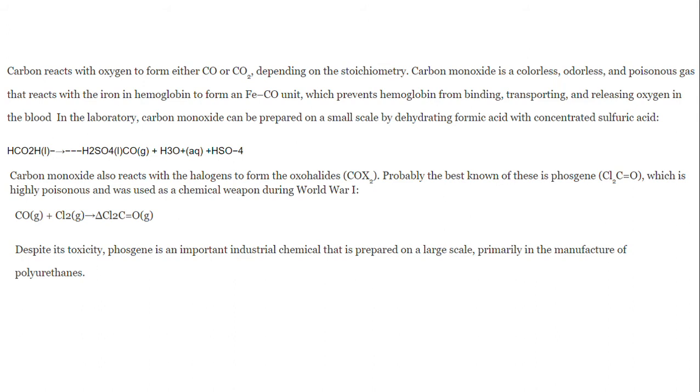Now, carbon monoxide also reacts with halogens to form oxohalides. Probably the best known of these is phosgene, that is Cl2CO, which is highly poisonous and was used as a chemical weapon during World War I. You might also have heard that this is prepared as CO, carbon monoxide, reacts with chlorine to give Cl2CO. Despite its toxicity, phosgene is an important industrial chemical that is prepared on a very large scale, primarily in the manufacture of polyurethanes.